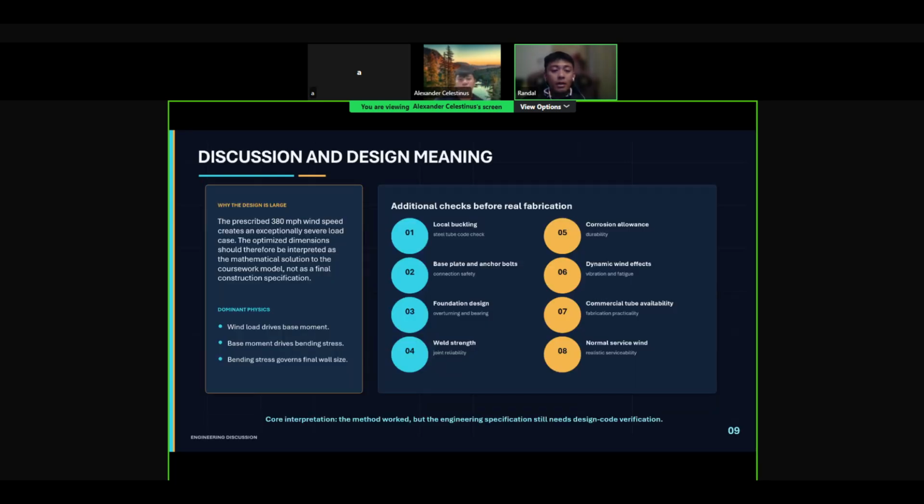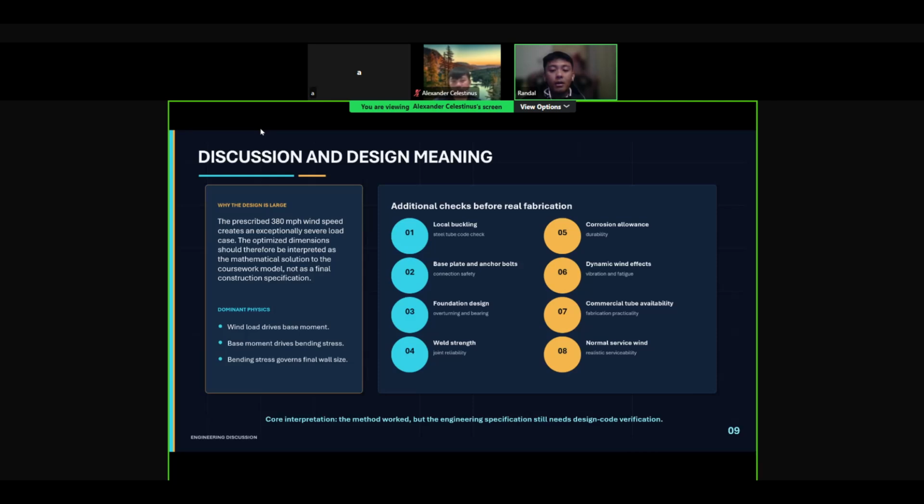For the next slide is discussion and design meaning. From an engineering point of view, the results show that bending stress, or normal stress, is the main factor controlling the design of the flag column. This is because the flag column is subjected to a very high wind speed of 380 miles per hour. This wind load produces a large bending moment at the base of the column.